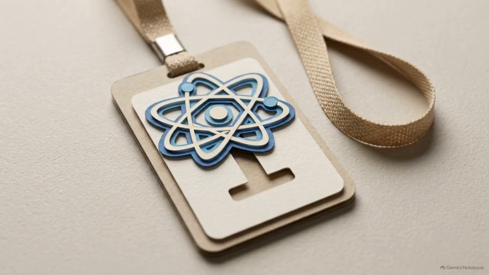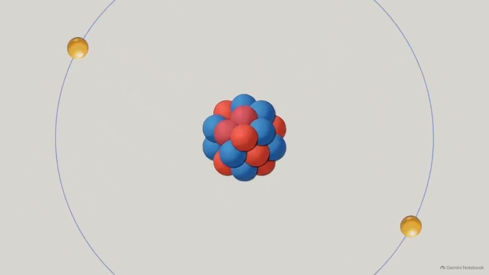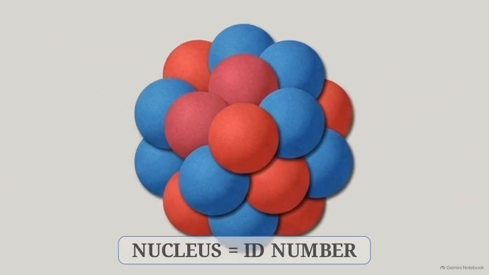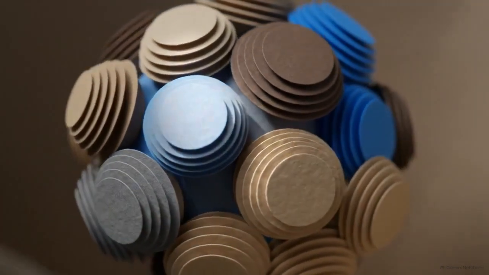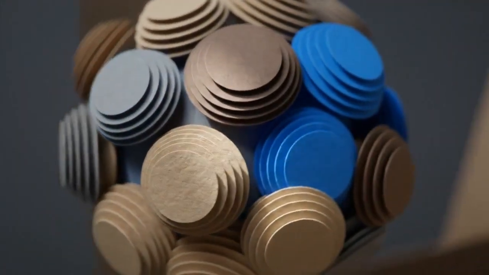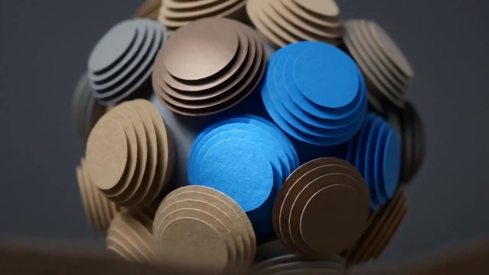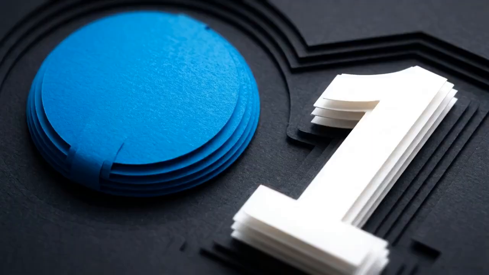Let's go back to our high school analogy. Every student has a unique ID number. In an atom, that ID number is located right in the center nucleus. The core holds positively charged particles called protons. The exact number of protons acts as the atom's unchangeable ID. That proton count tells us exactly which element we're looking at.